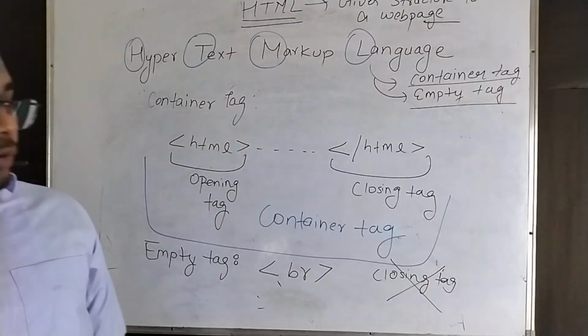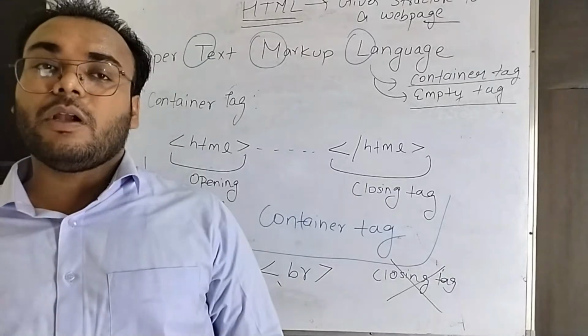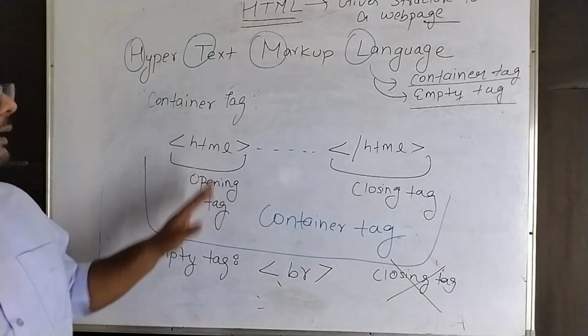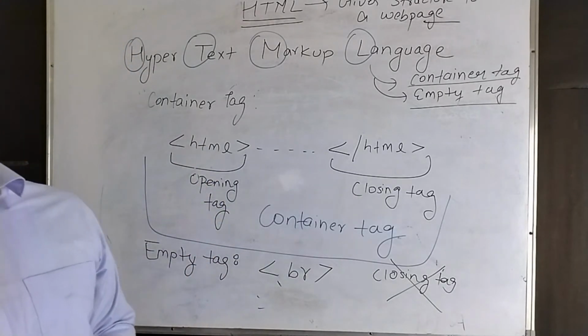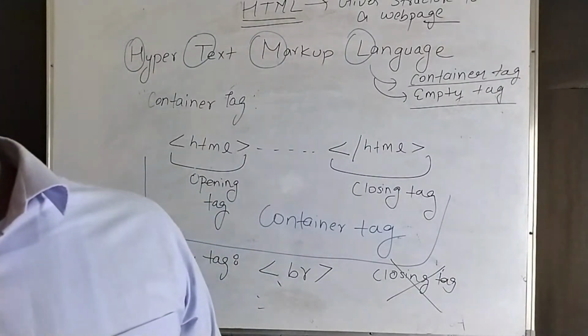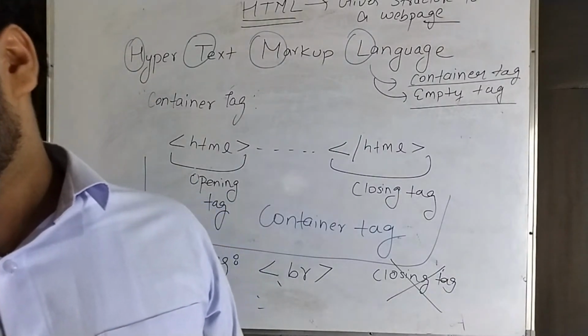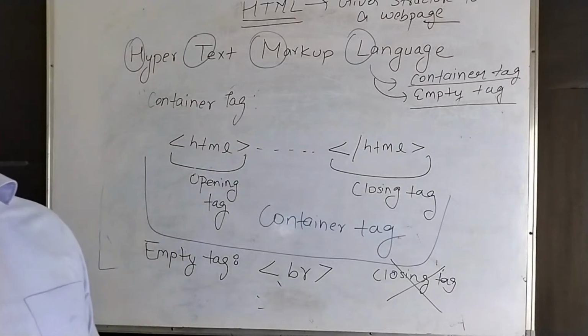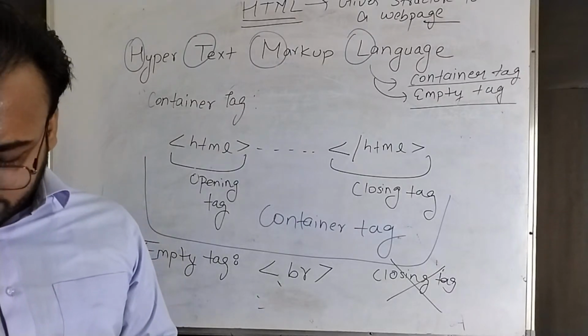So there are basically two types of tag we can see. The one is called the container tag and the second is called the empty tag. Anyone have any doubts? So container tag has closing and opening tag, while empty tag has only opening tag. Very good. बिल्कुल सही है सरस. वेरी गुड, वेरी नाइस बेटा.